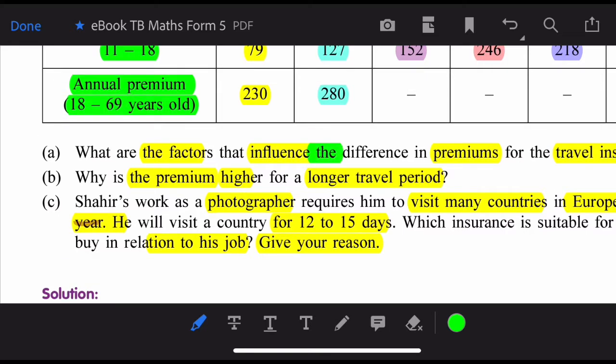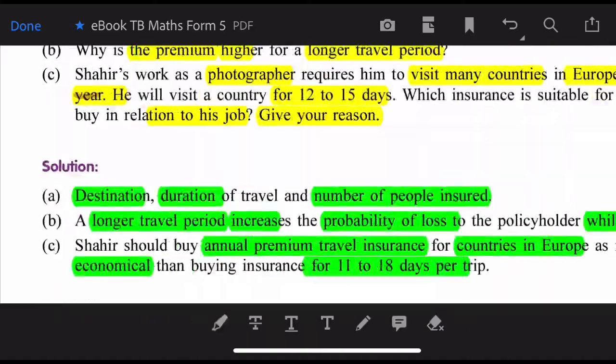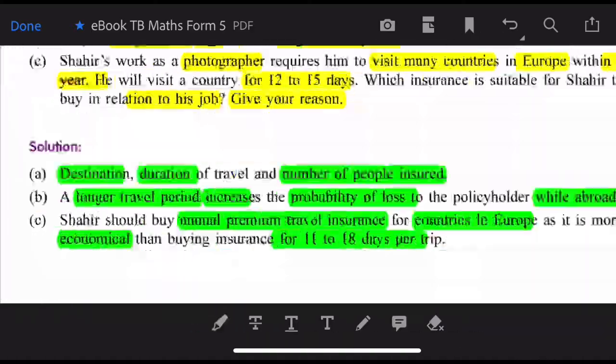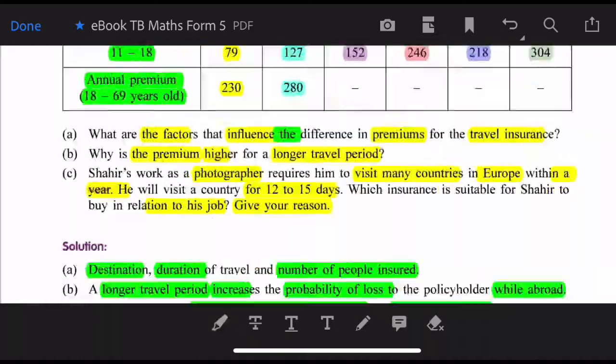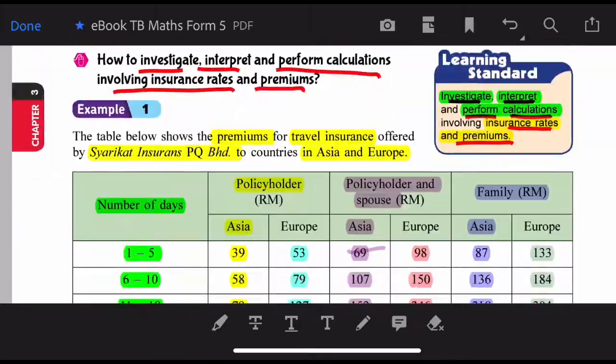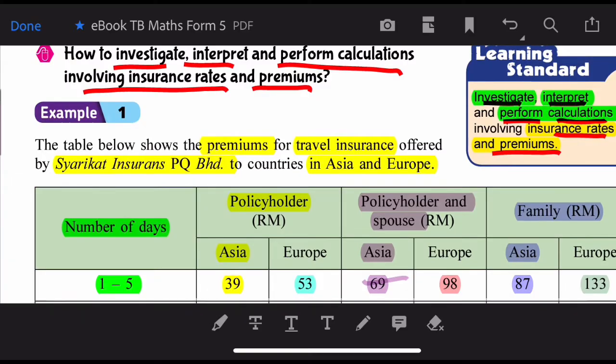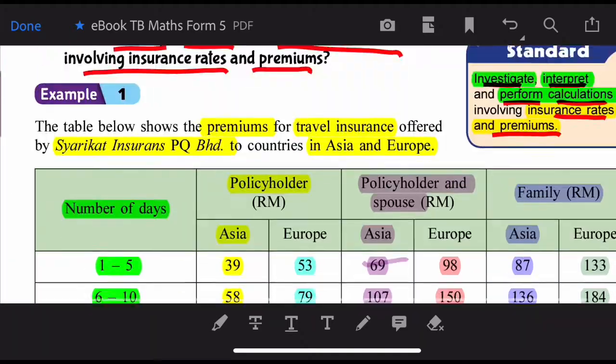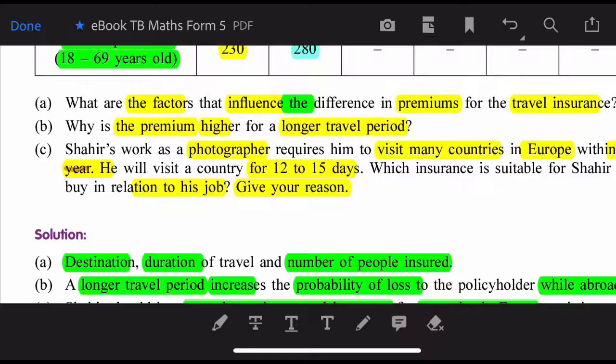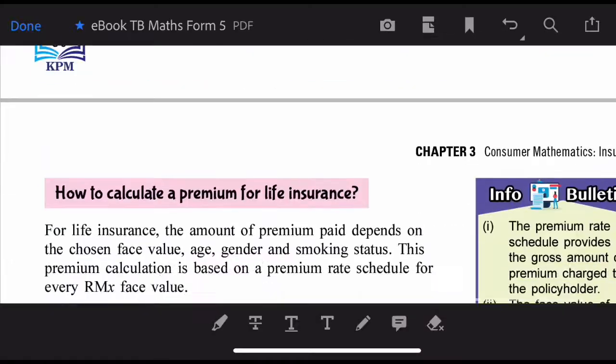Annual premium, which he can actually save a lot with if he travels almost every day throughout the year, as his job requires him to travel. All right, do you understand? Okay, so this is a discussion about interpreting and performing calculations involving insurance rates and premiums. We will discuss more exercises in the coming lesson.